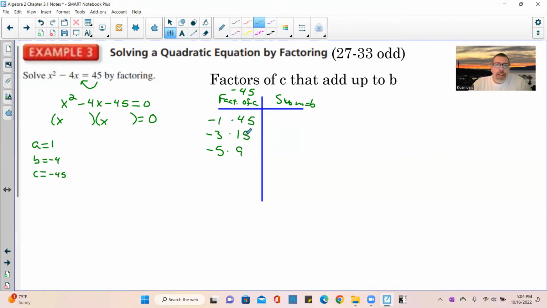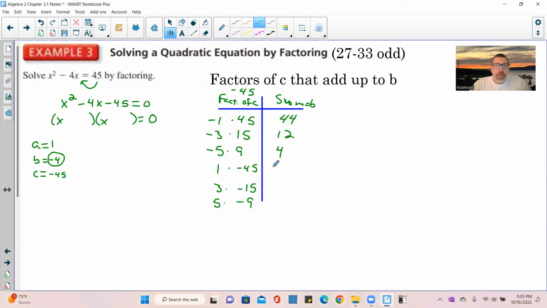So these are all of our factors, but when you have a negative, either these are negative or the bigger ones are. So I'm going to continue, and it's 1 times negative 45, 3 times negative 15, and 5 times negative 9. These are all the factors of C. Now I'm going to add them. 45 plus a negative 1 is 44. I'm looking for negative 4. 15 minus 3, 12. 9 minus 5, 4.